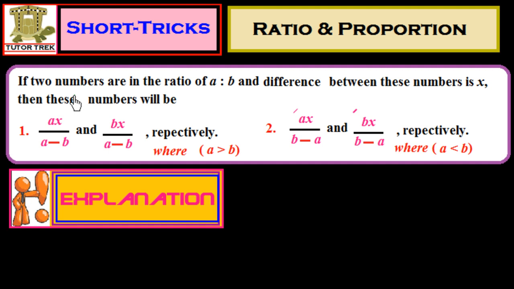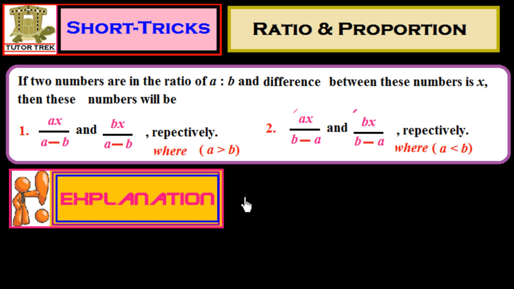Look here, if two numbers are in the ratio a is to b, and the difference between these numbers is x, then there are two conditions. If a is greater than b, the numbers are ax over a minus b and bx over a minus b. If a is smaller than b, the numbers are ax over b minus a and bx over b minus a respectively. So in this way we get this. First I explain how we form this trick, so I will give the explanation.